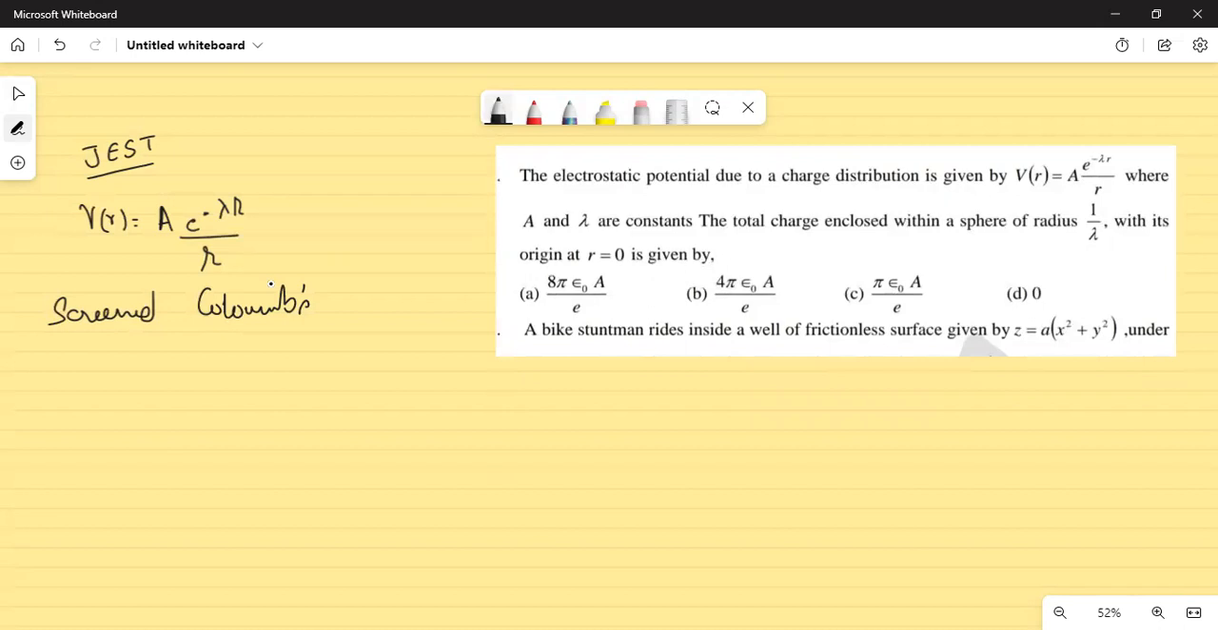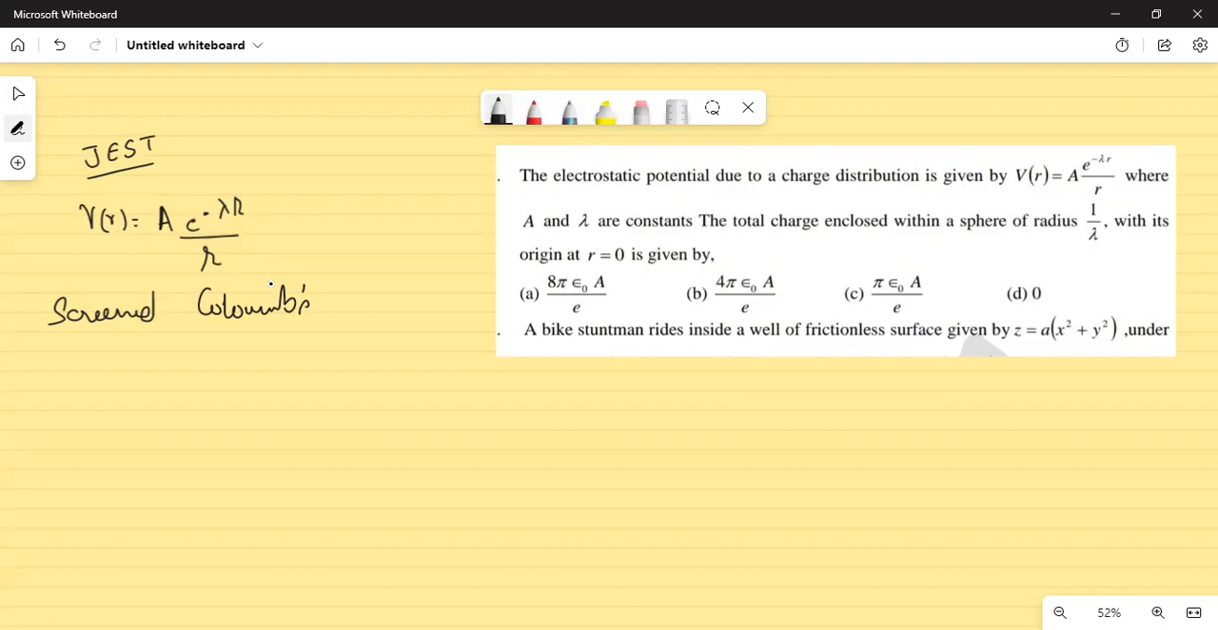So there are two ways. I'll go with the second way because that seems to be more appropriate here, and I will let you know why I'm doing that. Okay, so let us start.